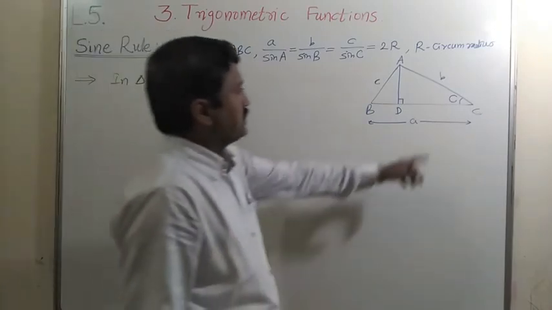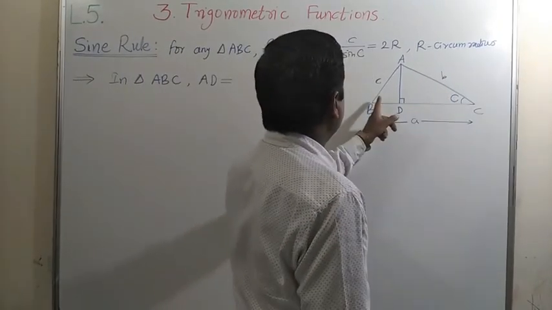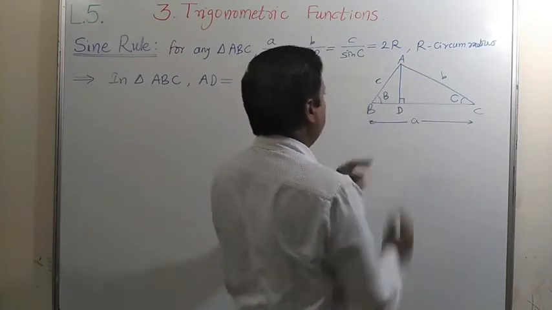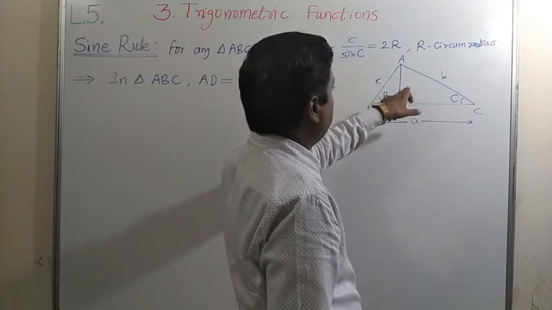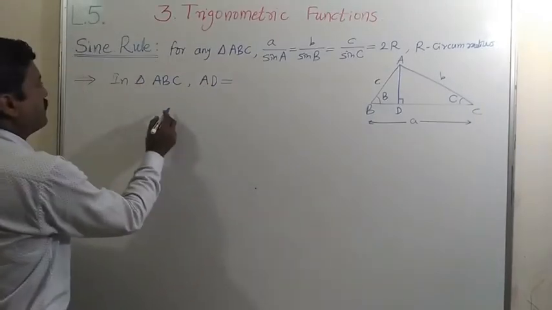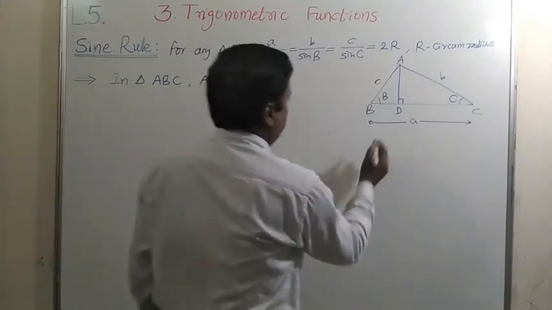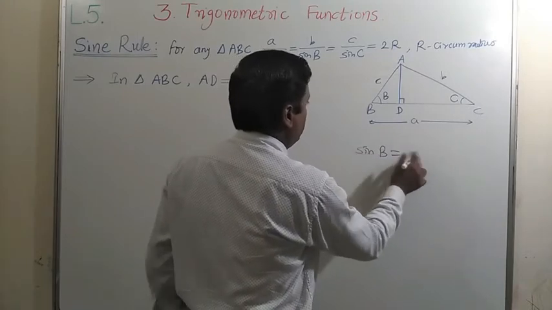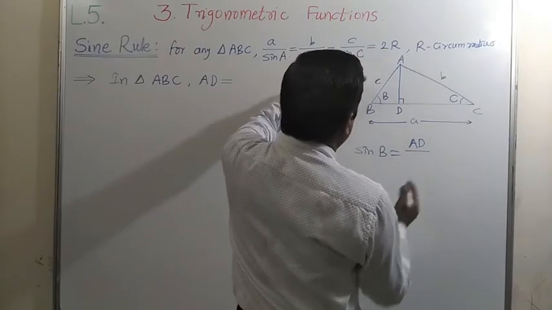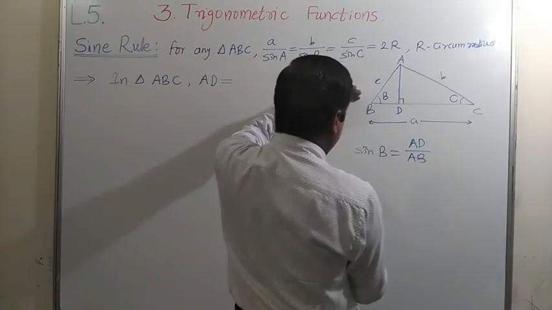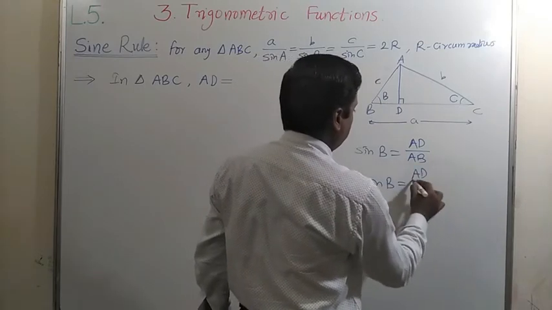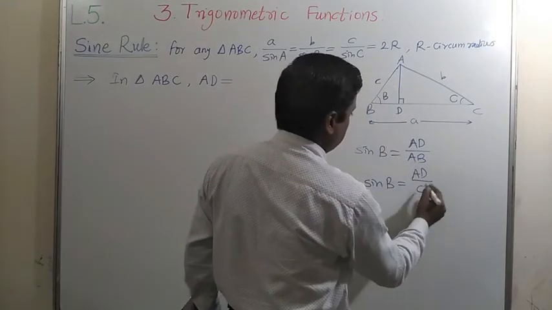Then, if you take the sine of angle C, or the sine of angle B, we can find both here. This is angle B. Sine of angle B is nothing but the opposite side upon hypotenuse. So, in this triangle ABC, I will write first sine B. Sine B is equal to opposite, that is AD, upon hypotenuse, AB. Therefore, sine B is equal to AD upon AB, which is small c.